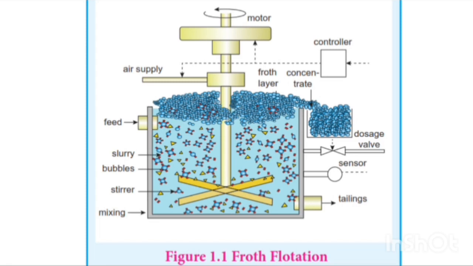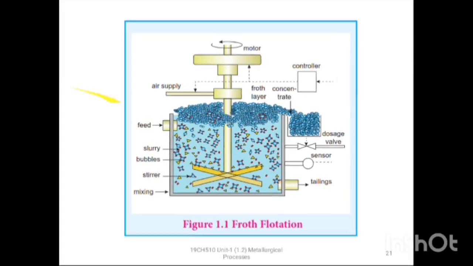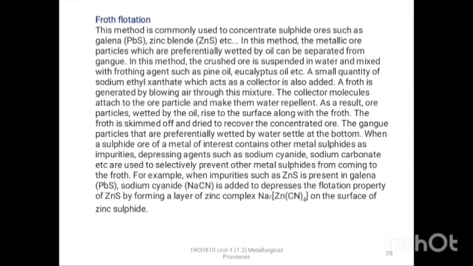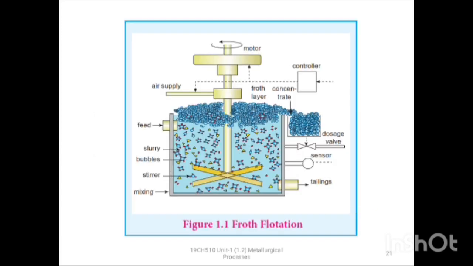So here inside the solution, the ore which has to be concentrated is added. Normally sulfide ores are concentrated. This method is commonly used to concentrate sulfide ores such as galena, which is nothing but lead sulfide, and zinc blende, which is nothing but zinc sulfide. In this method, the metallic ore particles which are preferentially wetted by oil can be separated from the gangue material. The gangue particles are wetted by water and settle at the bottom.